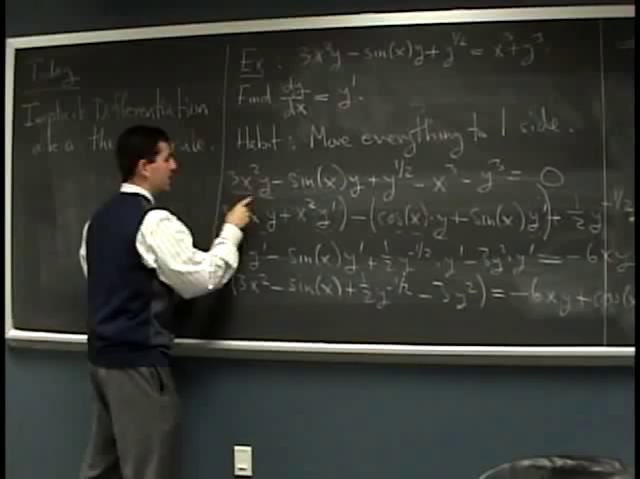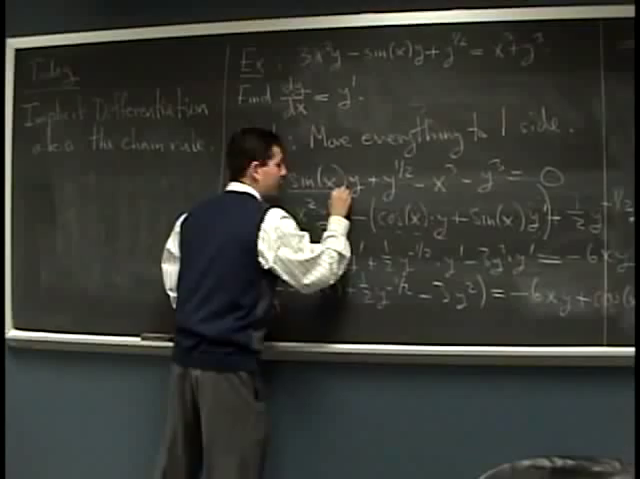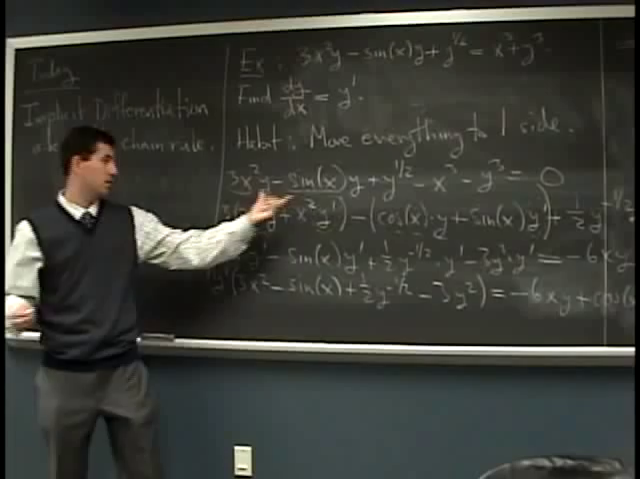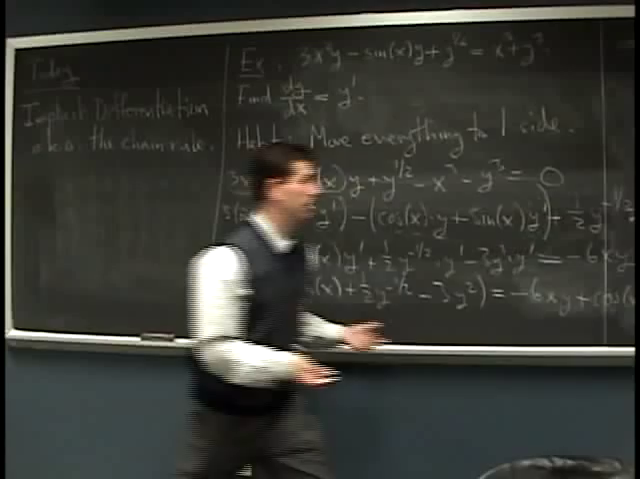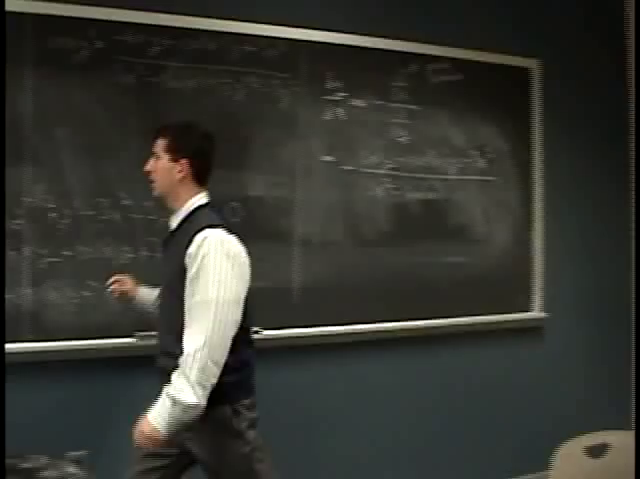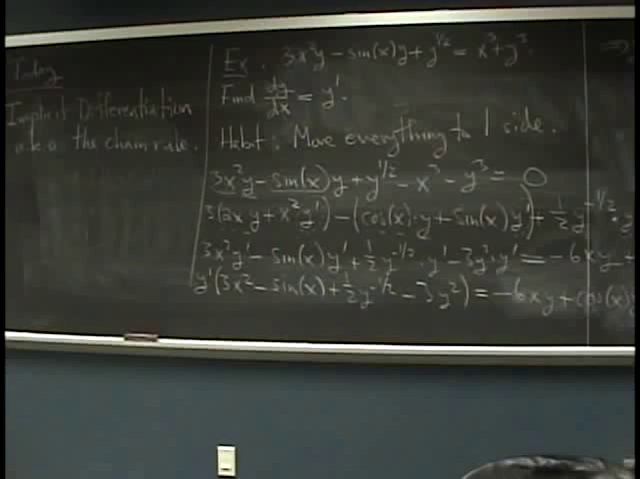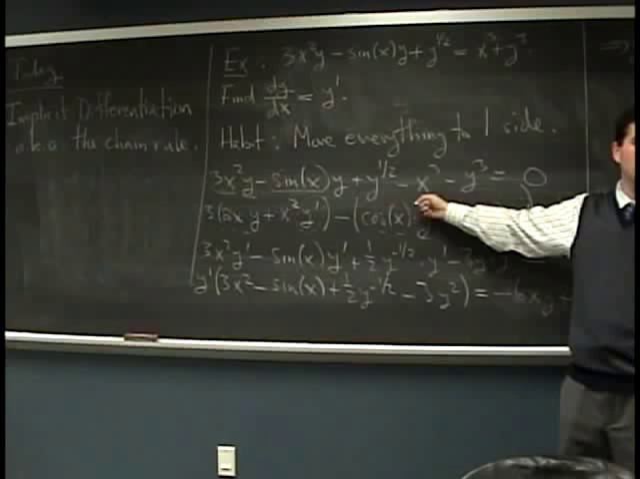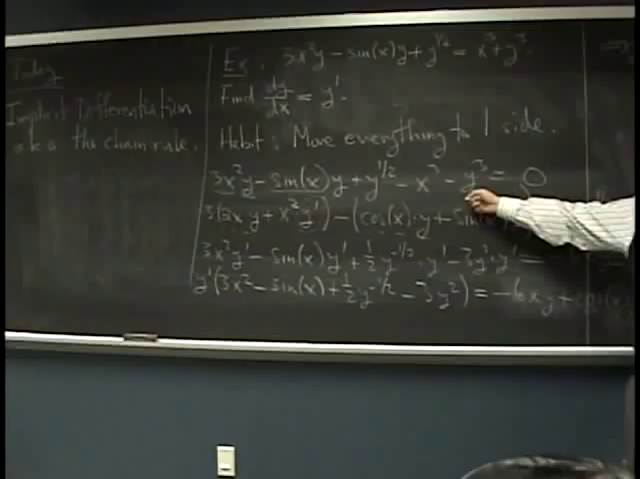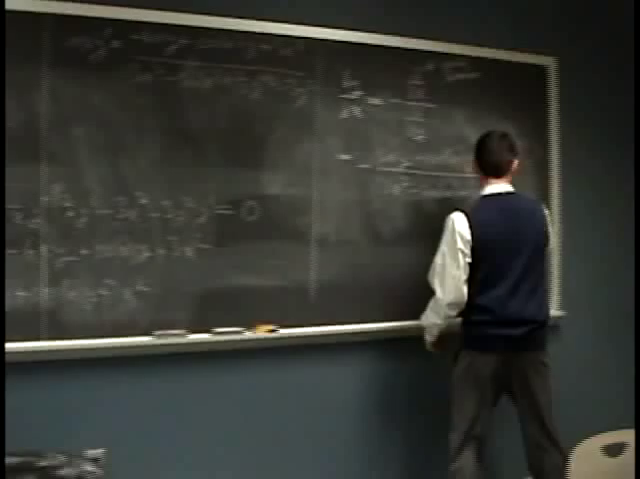Okay, and the next one, I have sine of x times y. And I'm differentiating with respect to y. So what's the derivative? It's just sine of x. So I put minus sine of x. Okay, next one is y to the 1/2. Just use the power rule. 1/2 y to the negative 1/2. And then I have an x cubed. What's the derivative of x cubed? Zero, right? Because we're doing it with respect to y. And the last one is y cubed, and that becomes 3y squared. I get minus 3y squared.